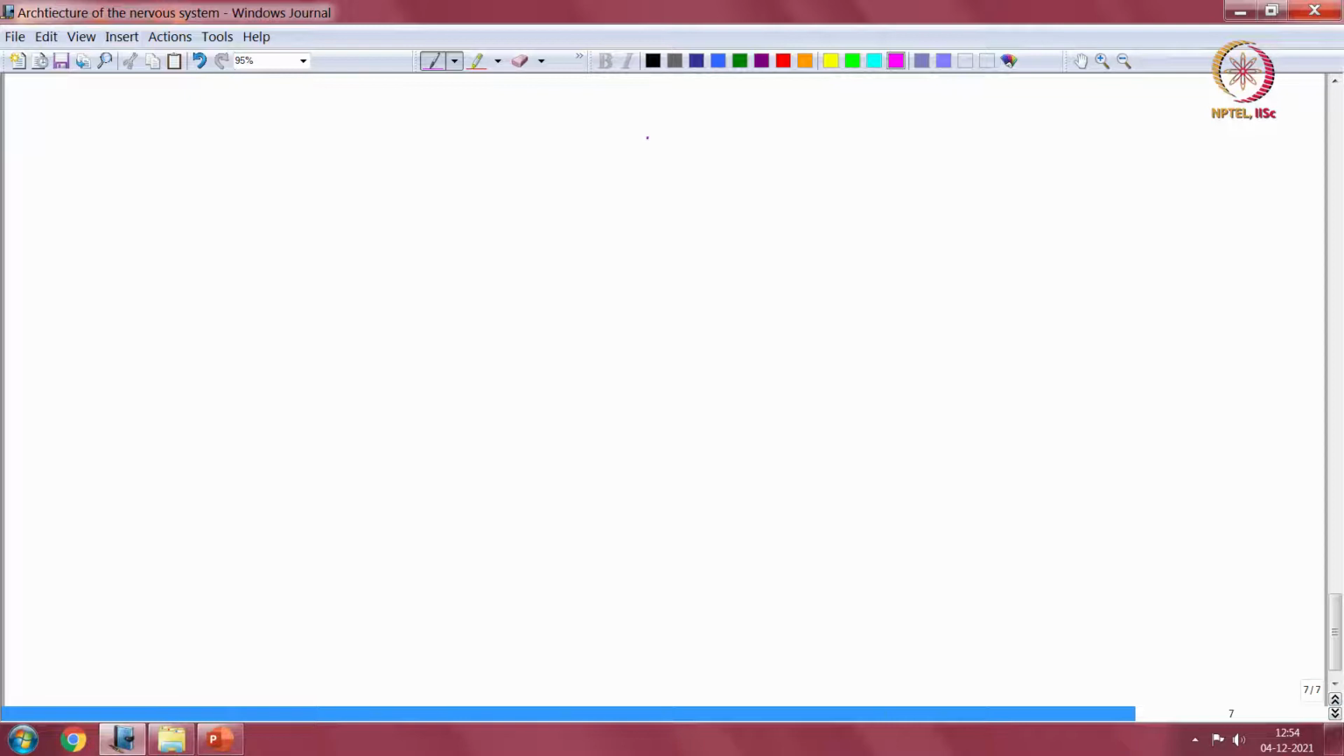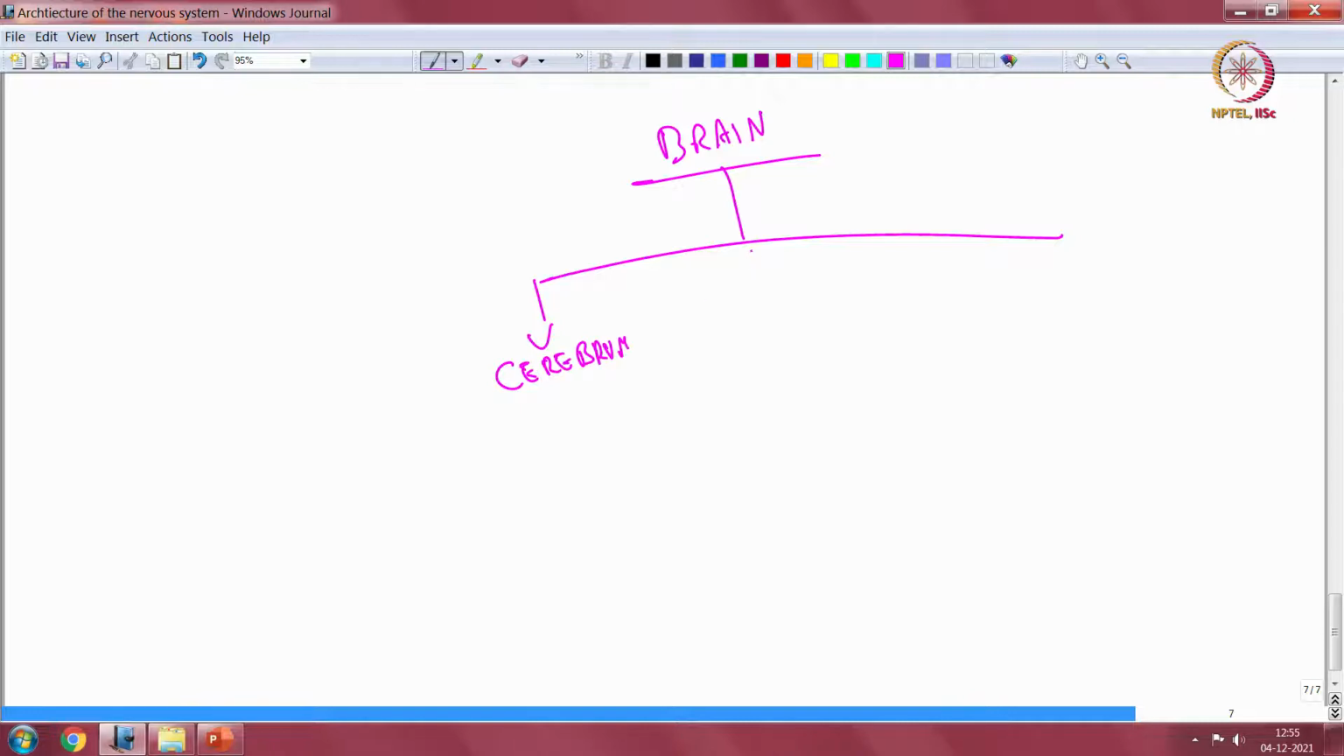When we speak about the brain as such, the brain in turn has many different parts. I will not bore you with the technical details of the individual biological parts, but you would need to know the cerebrum, then the brain stem, then the cerebellum.